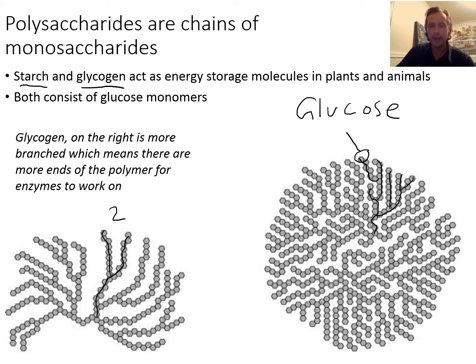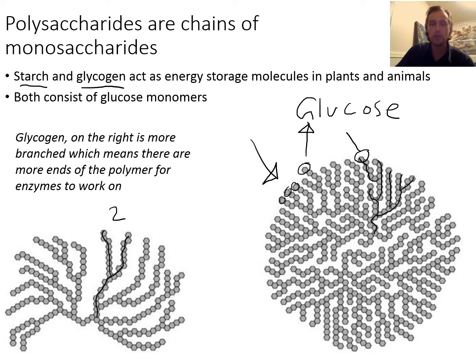And so because animals may need really rapid access to energy, glycogen, this is glycogen on the right, has more branches because enzymes which break down this polymer into its monomers, which is for energy in animals, can only work at the ends of these long polymer strands. They can only work at the ends.